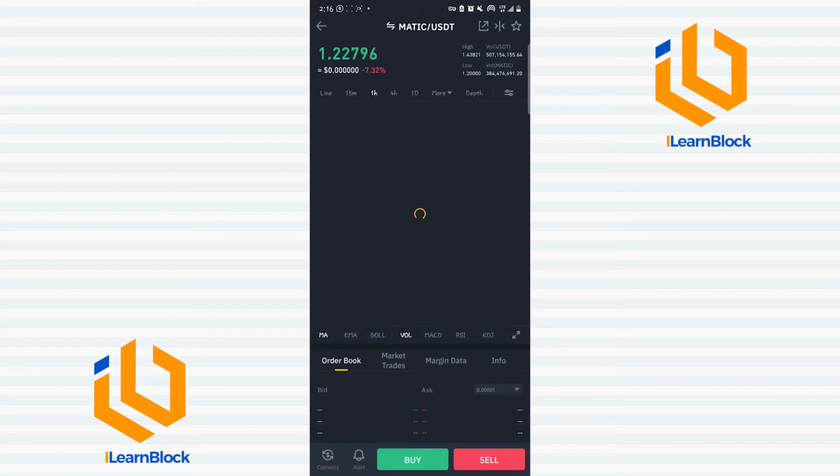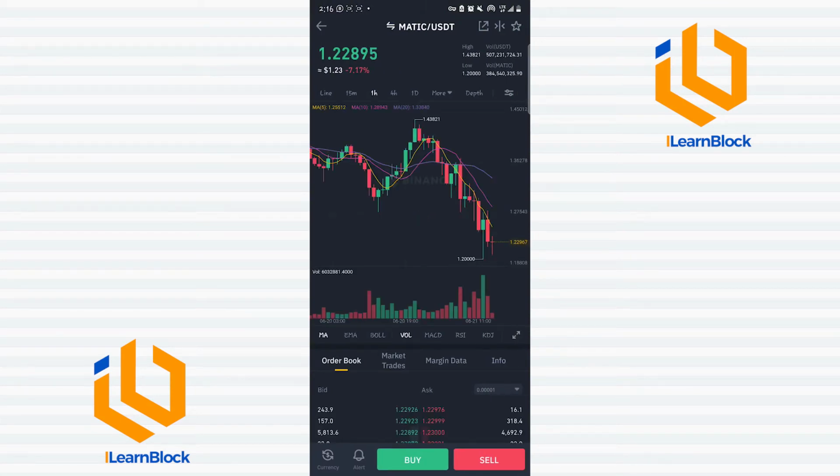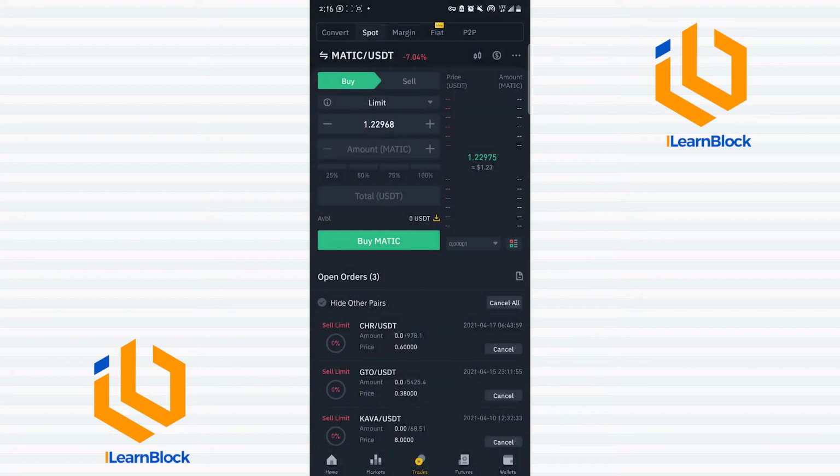Now let's say I have USDT on my Binance account, so I click on the first one, which is Matic USDT. Now the next thing for me to do will be to click on buy. And now here is where I can place my buy order. Now it's one of two things. You can either place a buy order to buy at the current market price, or you can place a buy order that would buy it when it hits a particular price target.